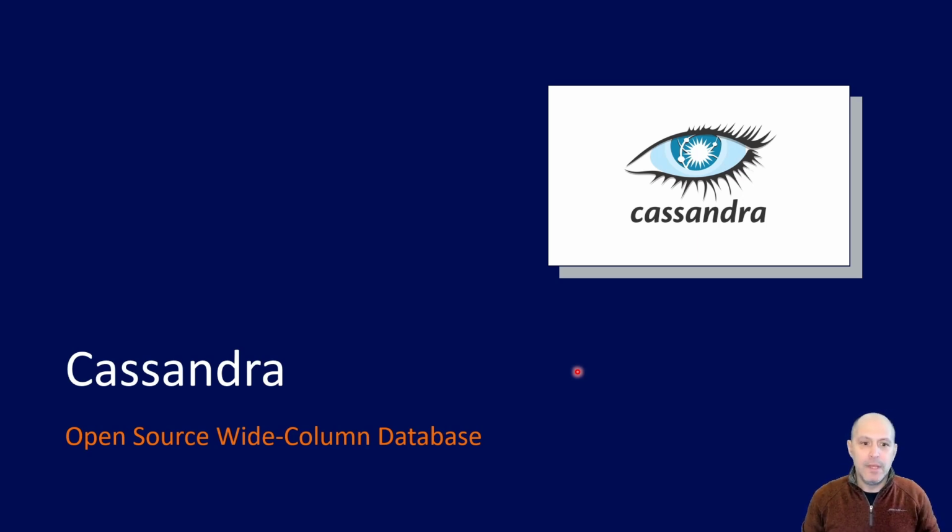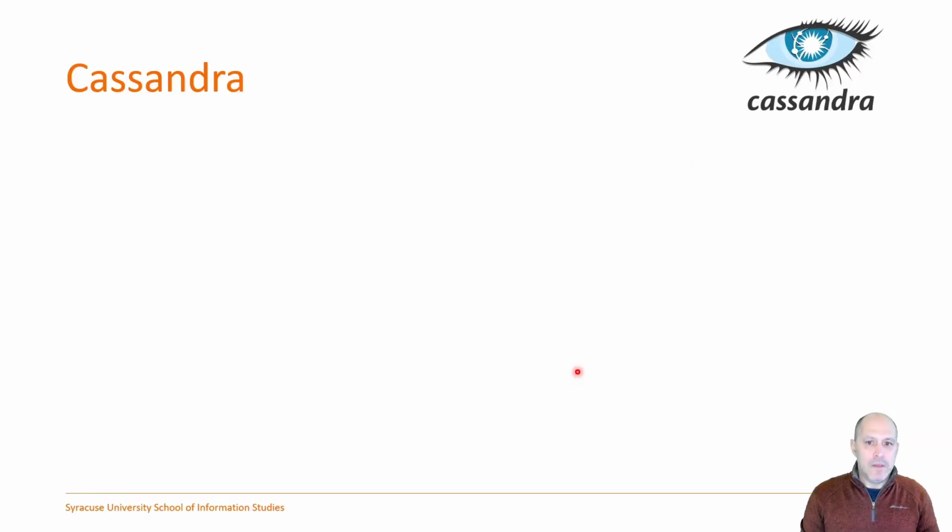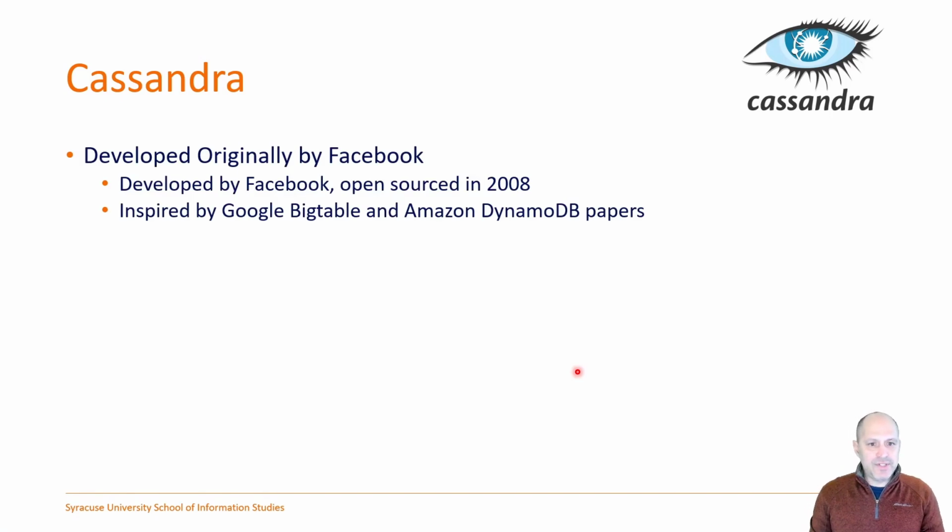Okay, let's take a look at Cassandra. Cassandra is an open source wide column database originally developed by Facebook and open sourced in 2008. It was based on the Google Bigtable and Amazon DynamoDB papers. So really, Google and Amazon sort of built wide column and had a theory behind wide column and then implemented it in the cloud. And then Cassandra was the first offering of this that was not cloud oriented.